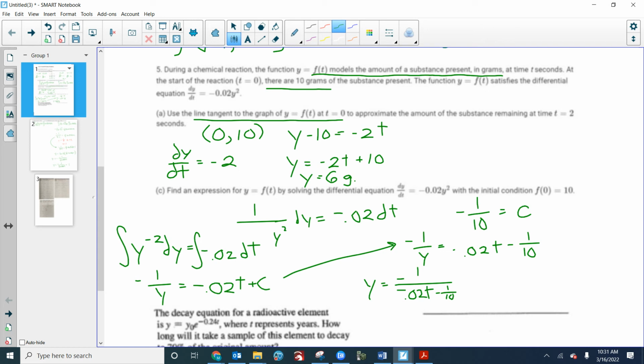Okay. It gets the name because it's a little goopy.